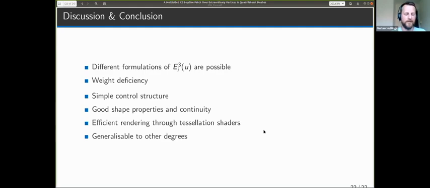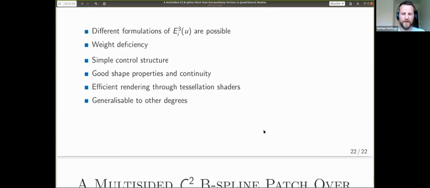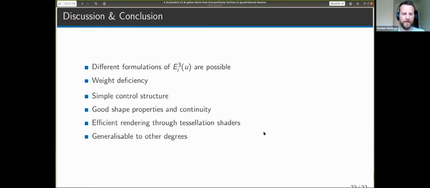We don't introduce many things. It's a nice generalization from bi-degree B-spline patches to multi-sided faces. They have good shape properties and also continuity, so we can achieve G2 continuity with regular regions and also other multi-sided regions. We can also efficiently render them through tessellation shaders.